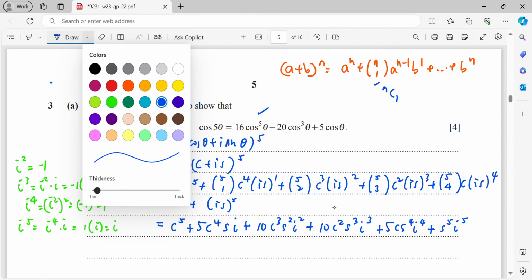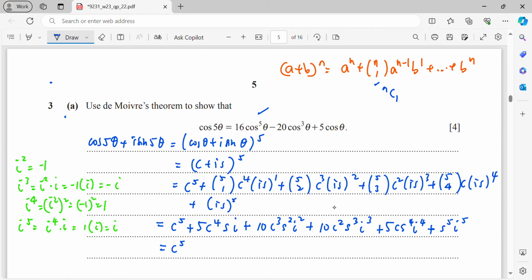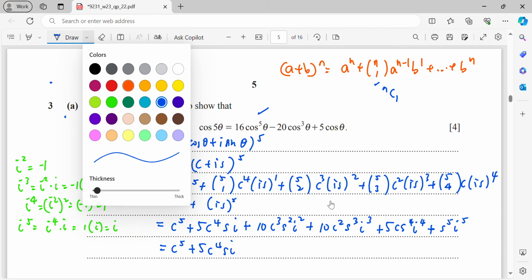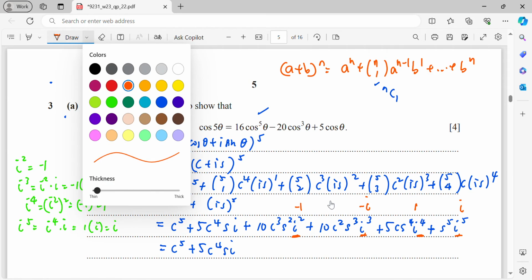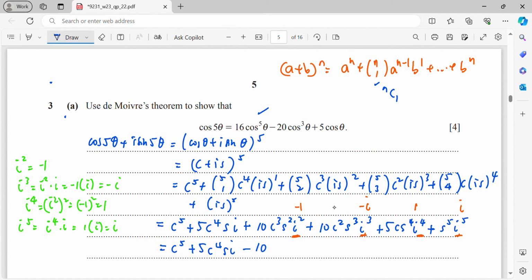So then I will be getting, this is basically c^5 plus 5c^4 s i. Now remember, this is minus 1. Okay, this is minus i. i^4 is 1. i^5 is i. So now here I will be getting minus 10 c^3 s^2 minus 10 c^2 s^3 i plus 5c s^4 plus s^5 i.